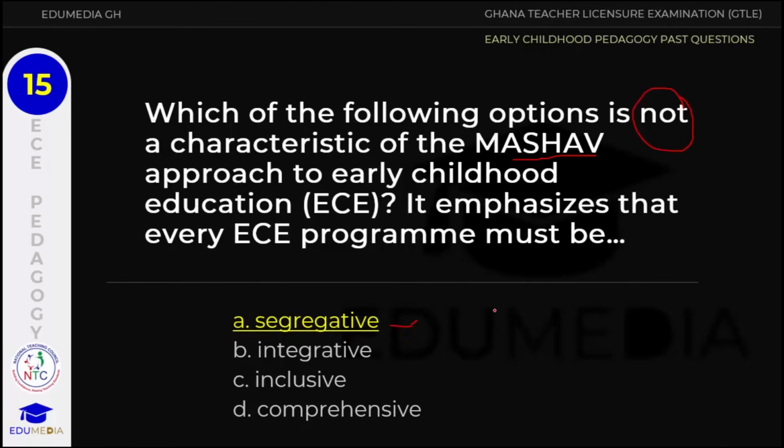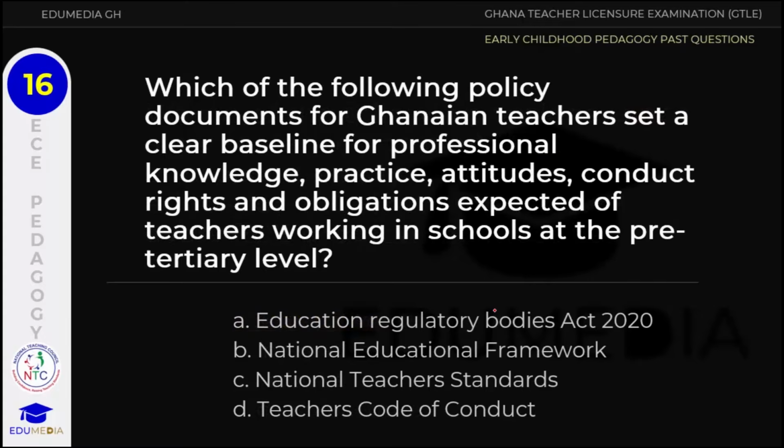The next question: which of the following policy documents for Ghanaian teachers set a clear baseline for professional knowledge, practice, attitudes, conducts, and obligations expected of teachers working in schools at the pre-tertiary level? Possible answers: A, Education Regulatory Bodies Act 2020, B, National Educational Framework, C, The National Teacher Standards, and D, Teachers Code of Conduct. The correct answer is C, National Teachers Standards.